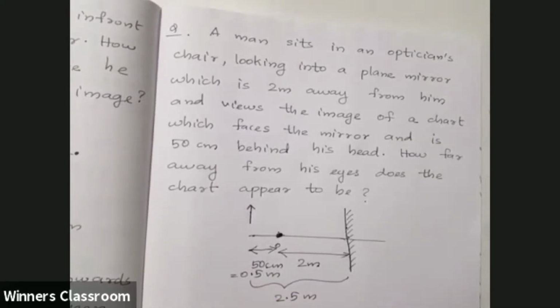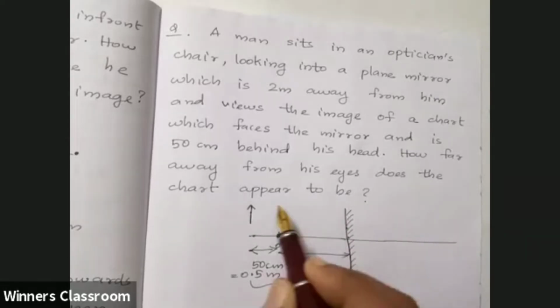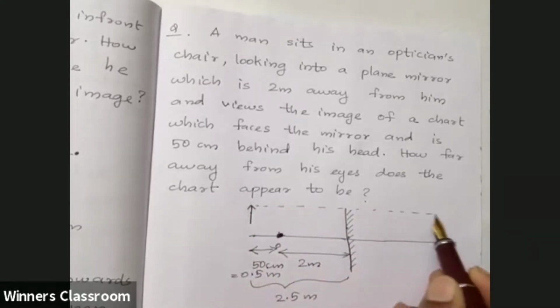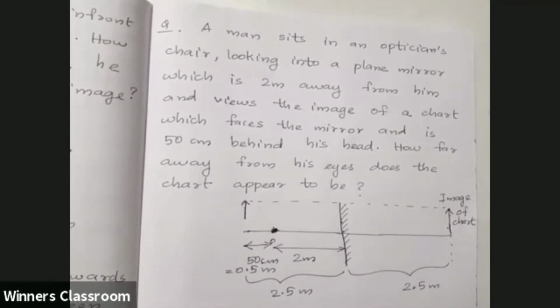Now our chart is being looked at from the mirror. Then the image of that chart will be 2.5 meters coming from here to there, right? The image of the chart will be here. Clear? The image of the chart will be at 2.5 meters away from the mirror. Is this much okay?